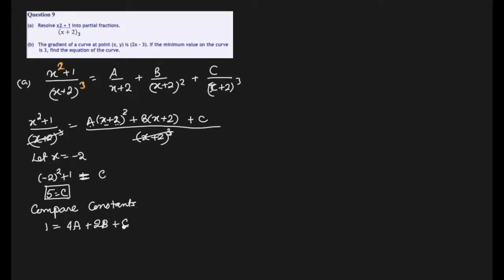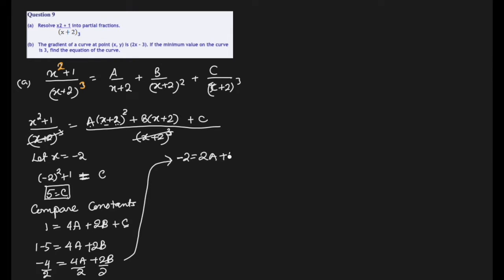So let's bring that to the left side. So 1 minus 5 equal to 4a plus 2b. Negative 4 equal to 4a plus 2b. All parts of this can be divided by 2, so let's do it to make it simple. So minus 2 on the left side is equal to 2a plus b, and this becomes our unknown equation.